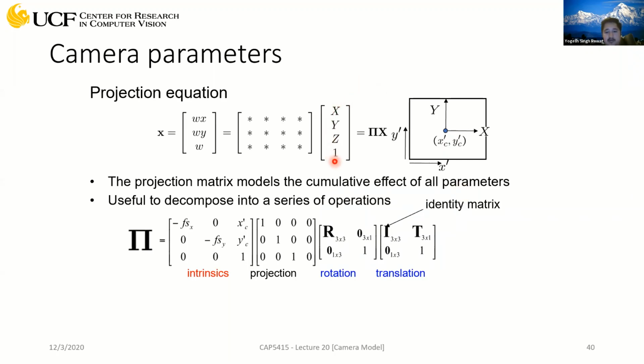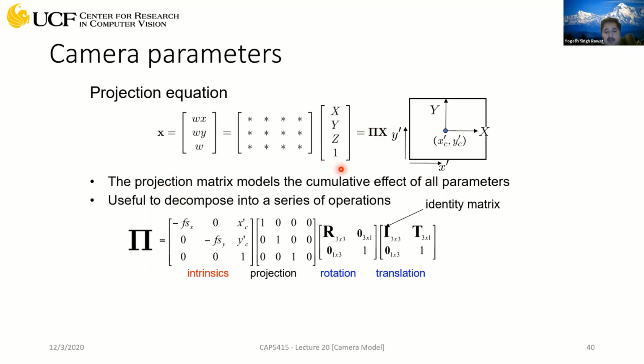Now that's your world coordinate. And let's say this is your projection matrix. This projection will give you the coordinates in the image frame. So we need to find out this matrix. All right, let's define that using this bigger pi.